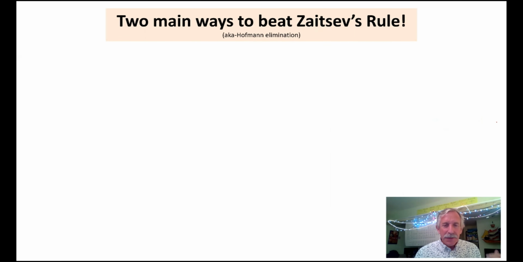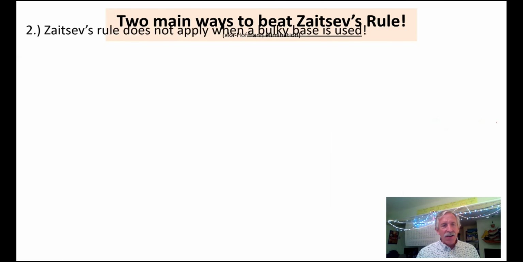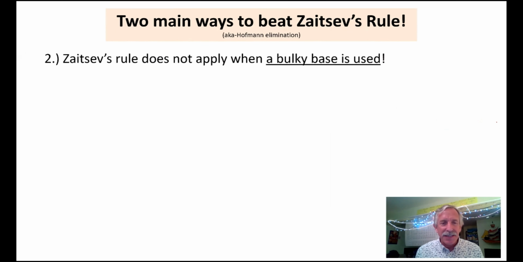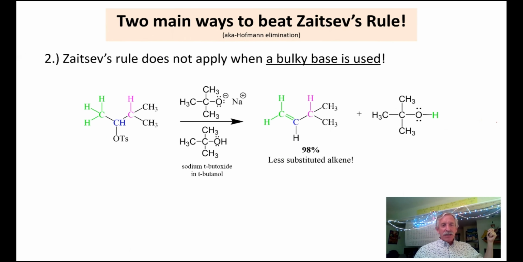The other way, which is still Hofmann, because Hofmann is any way you can make the less substituted product, is using a big, huge, bulky base. Which one am I going to use? Which one's my favorite big, bulky base? Yes, t-butoxide rocks. Okay, there's my poster child for big, bulky base.